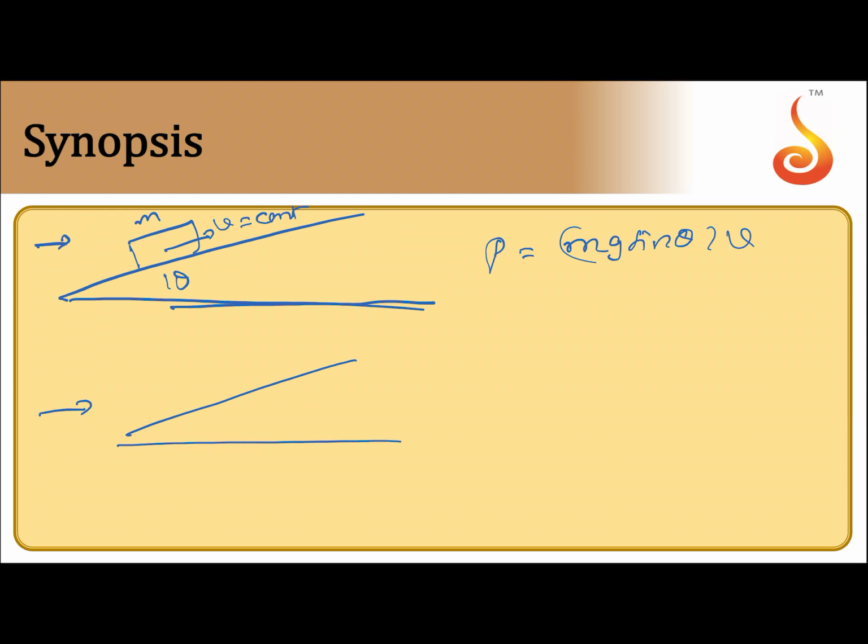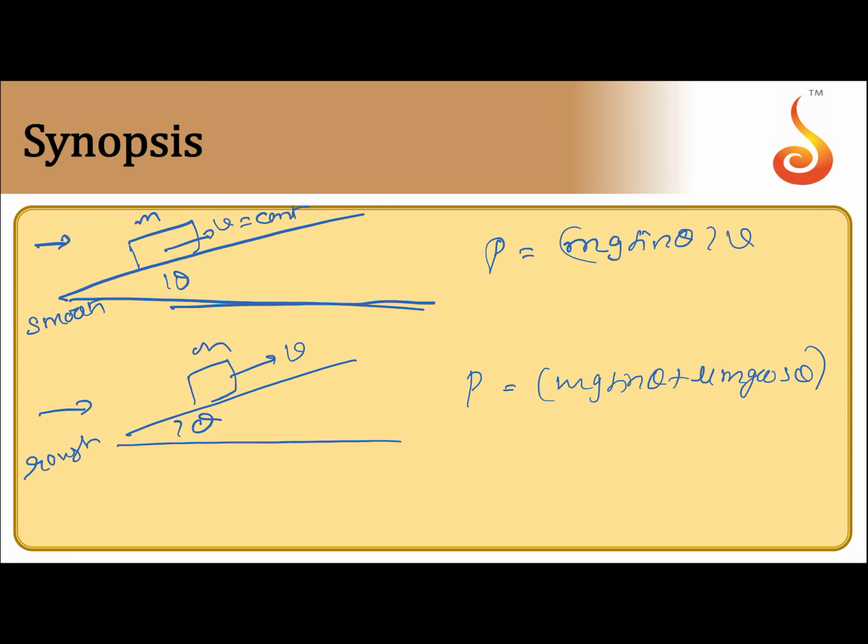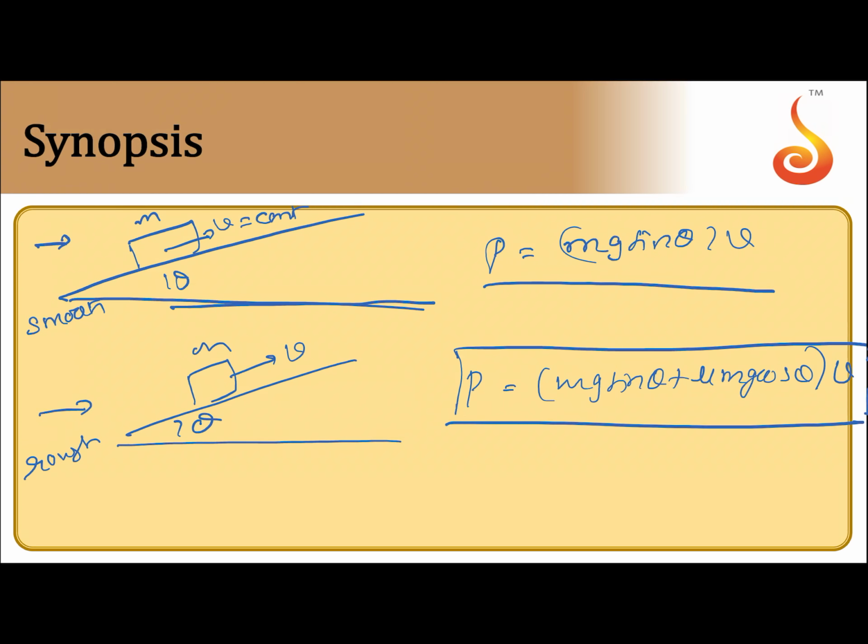Suppose friction is also present. This is rough, this is smooth, of course. In this case, the power spent is equal to (mg sin theta plus mu mg cos theta) into v. So if a block is pulled on a smooth horizontal surface or say inclined plane, power spent is this much, while on a rough inclined surface, this is the power spent.